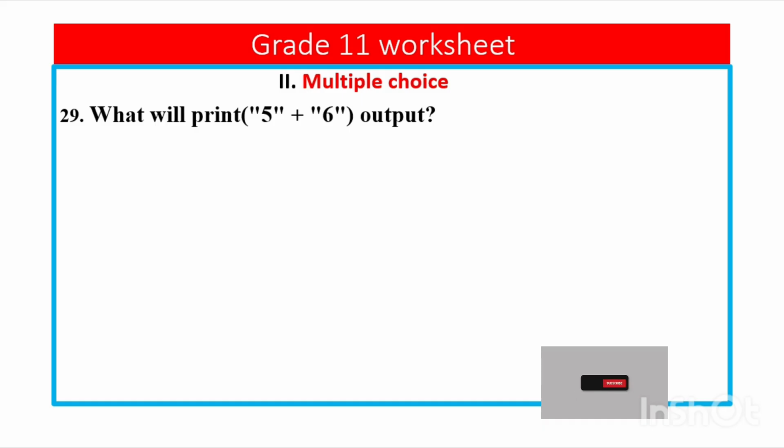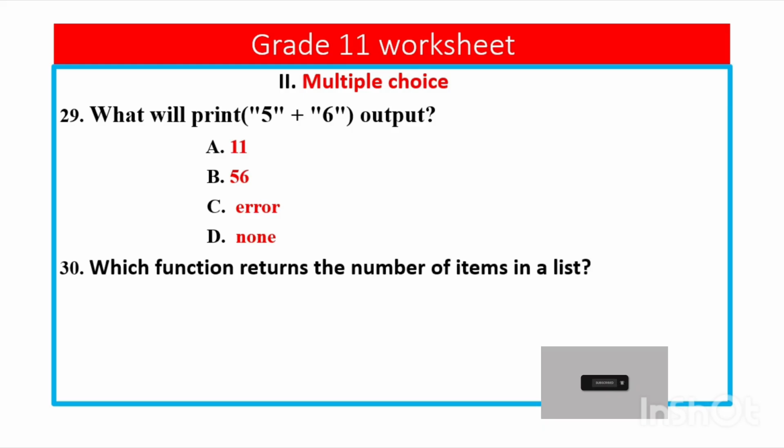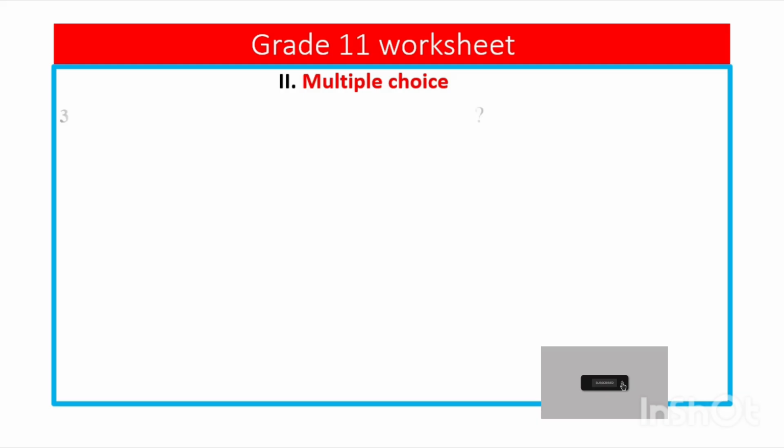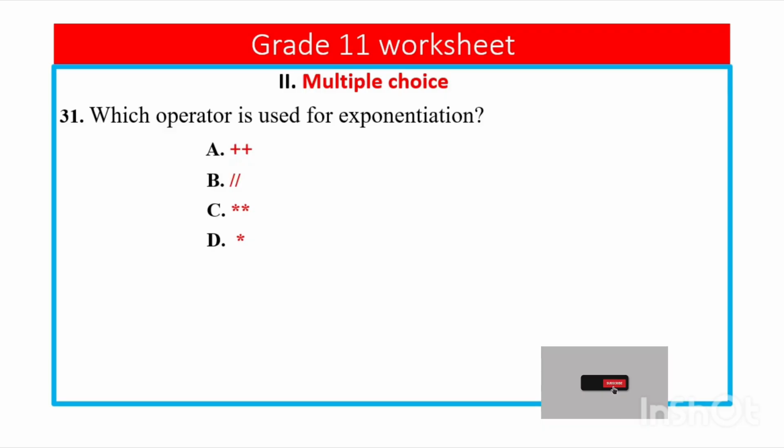Question 29. What is the output of print("5" + "6")? A. 11, B. 56, C. 0, D. 9. Question 30. Which function returns the number of items in the list? A. size(), B. count(), C. size, D. len(). Question 31. Which operator is used for exponentiation? A. Double plus, B. Double forward slash, C. Double asterisk, D. Single asterisk.